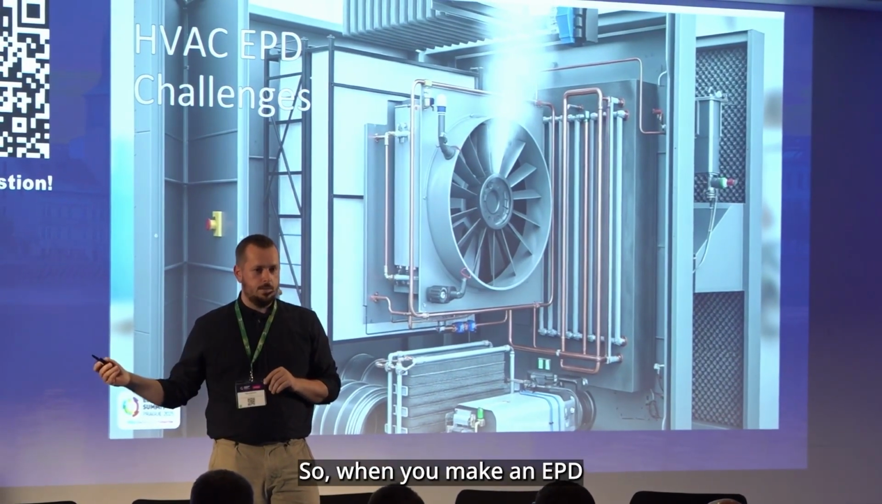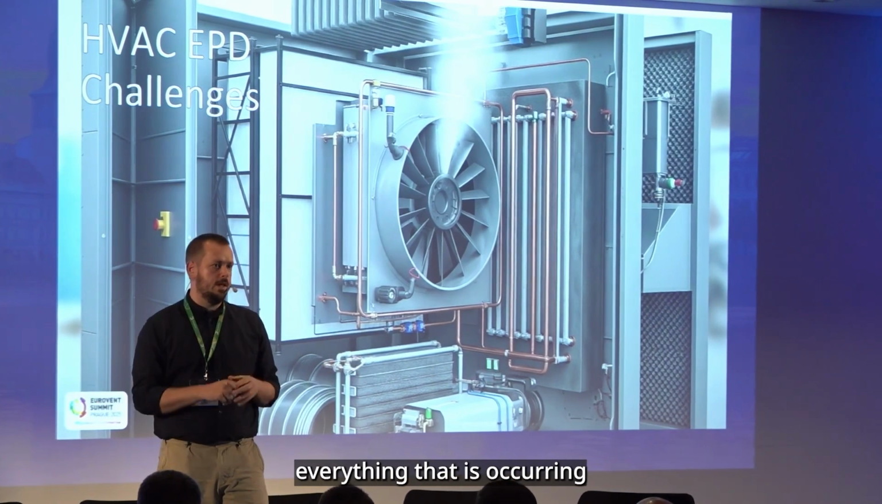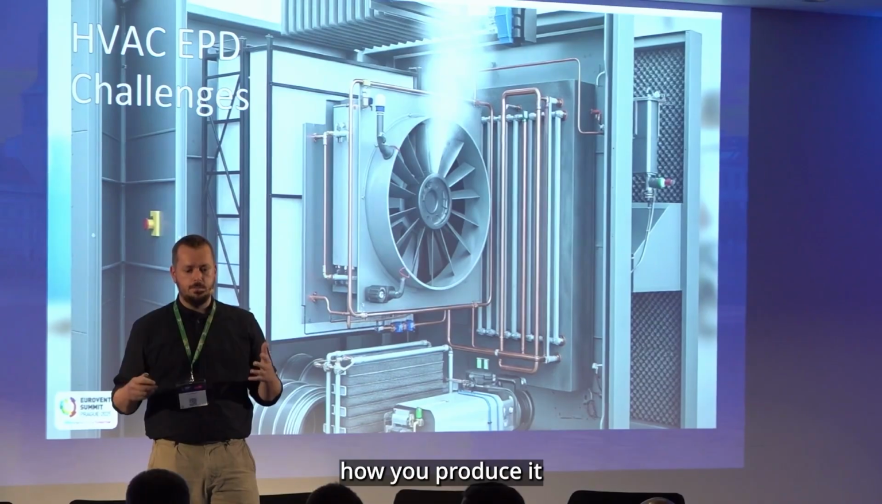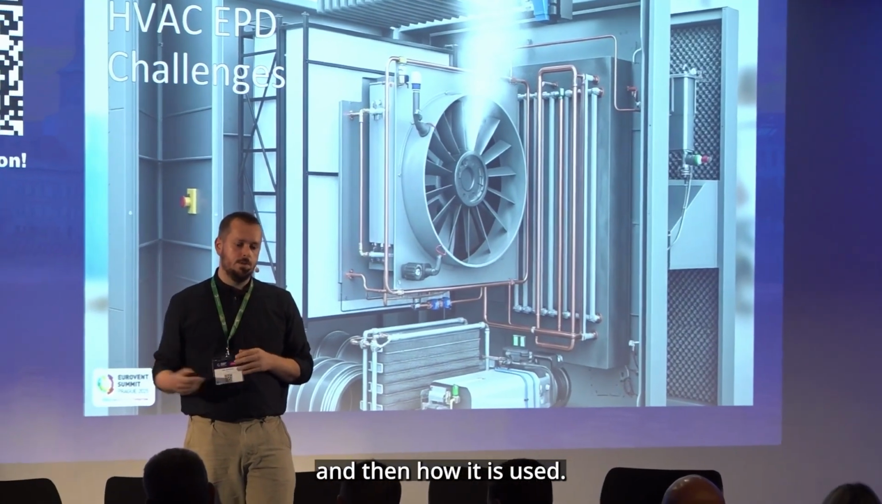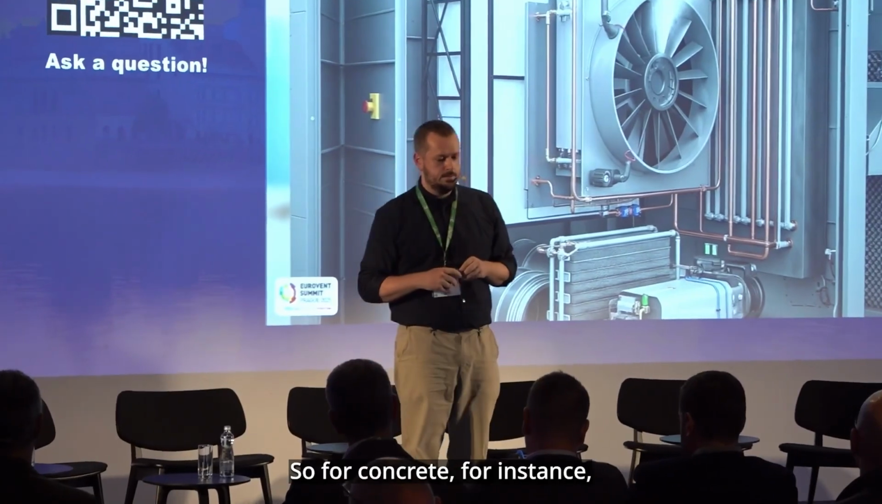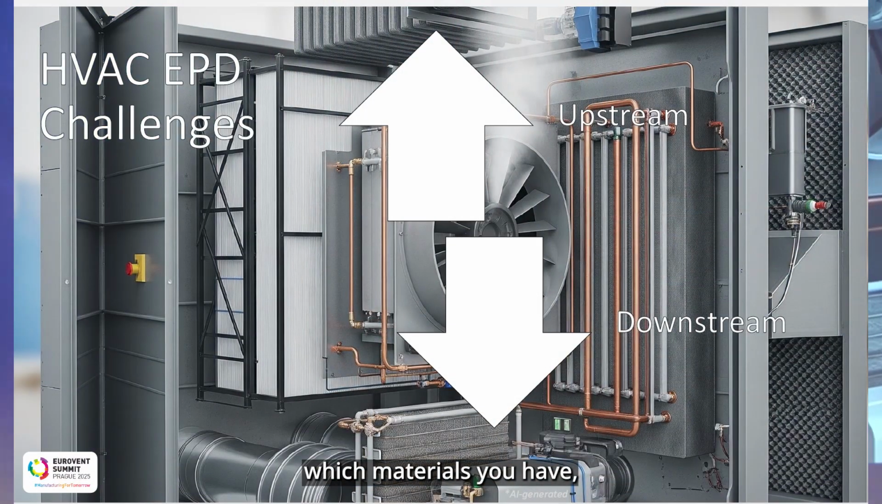So when you make an EPD, you look at the whole, you map out your whole production, everything that is occurring at your production sites, all your sourcing of materials, how you produce it, and then how it is used. This can be simple for some products and very complex for others. For concrete, for instance, you simply need to know which materials you have, the ratio you mix them in, and then once they're installed in the building, you don't have anything more to do with it.